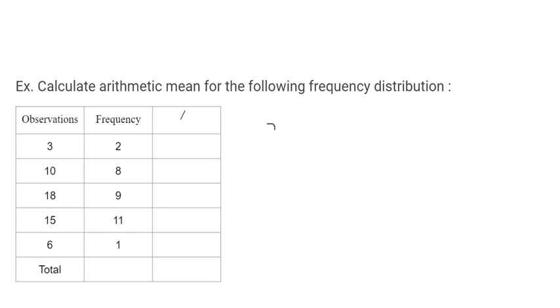So let's solve this example. The arithmetic mean formula is x bar equals summation of xi fi divided by summation of fi. To find the value of summation of xi fi, we need to make another column, that is xi fi. These are the values of xi, and these are the values of fi. So we need to multiply these first two columns.